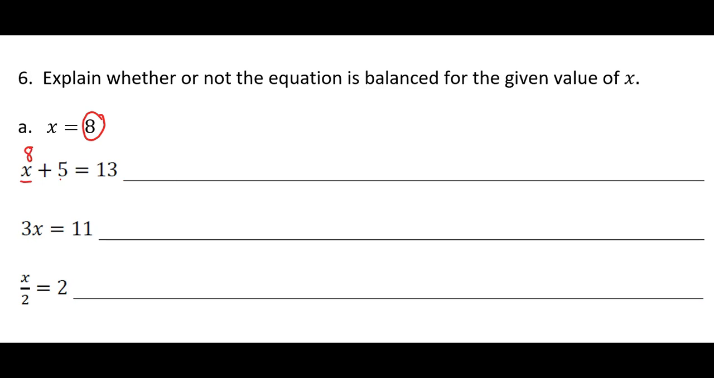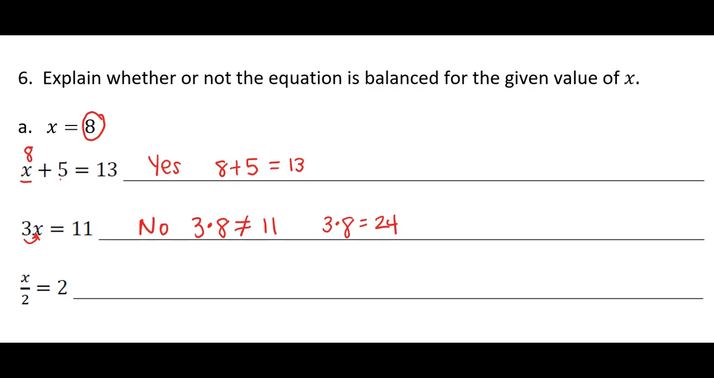If I put 8 in place of the x, then I have 8 plus 5 equals 13. So yes, the 8 fits because 8 plus 5 equals 13. The next problem is 3 times x equals 11. Well, if I substitute an 8 for the x, that would be 3 times 8. 3 times 8 does not equal 11. So we'll say no, 3 times 8 does not equal 11. 3 times 8 equals 24. So in this case, we cannot put an 8 in the place of the x.